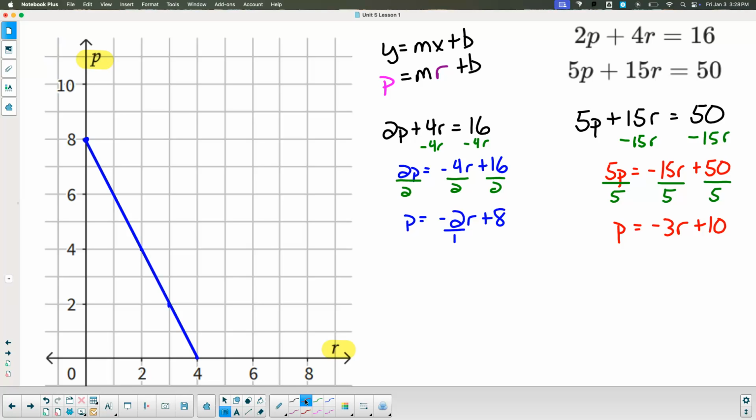That gives me a y-intercept of positive 10, and now I'm going to go down 3 and right 1. Down 3, right 1. Down 3, right 1. Down 3, right 1. And so on and so forth.